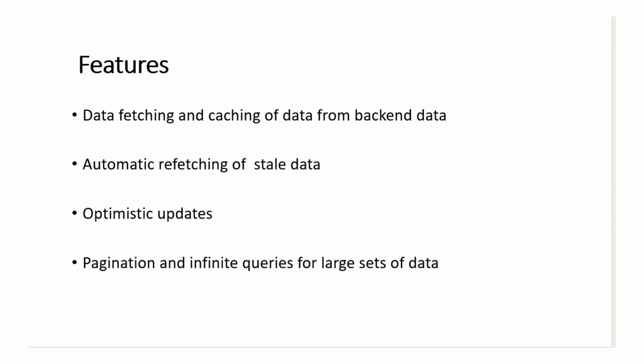As regards features, it's mainly used for data fetching, and you can cache the data from the backend, and also automatically refetch this data. Whenever there is some change in the data, obviously you need to refetch the data, since you're doing some modification of the data. The React Query library already has a cache which maintains the stale data. So in order to get the latest data, you need to refetch the data.